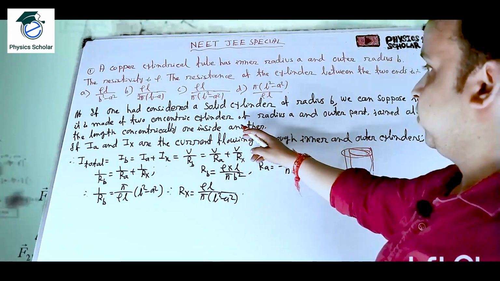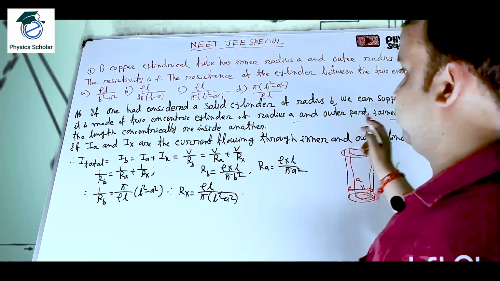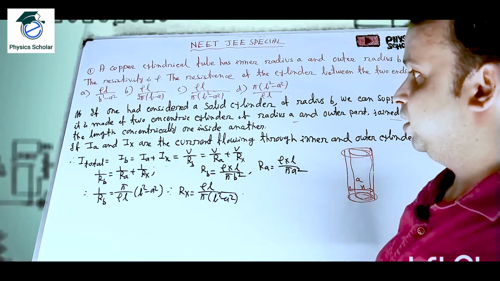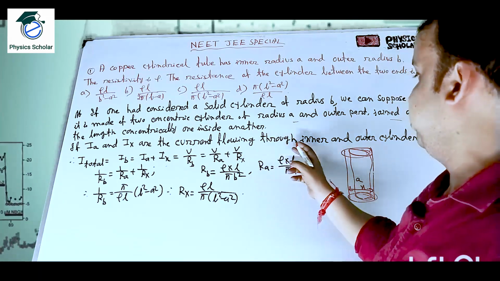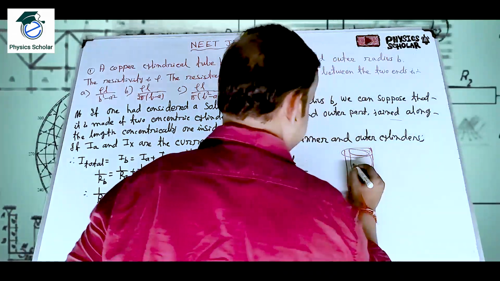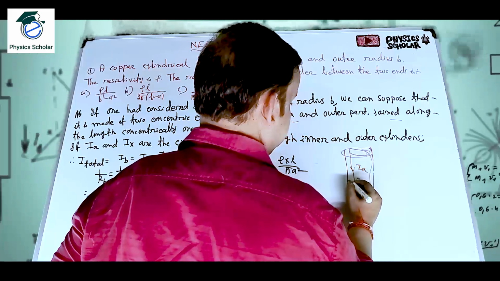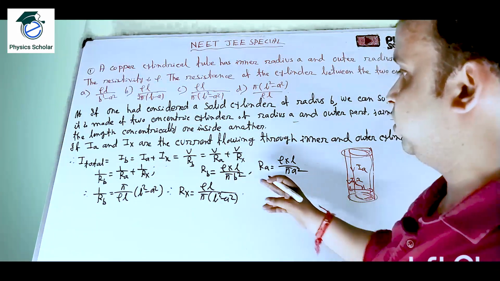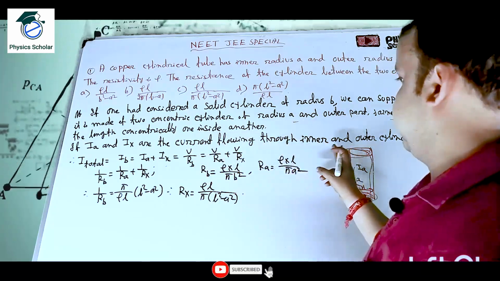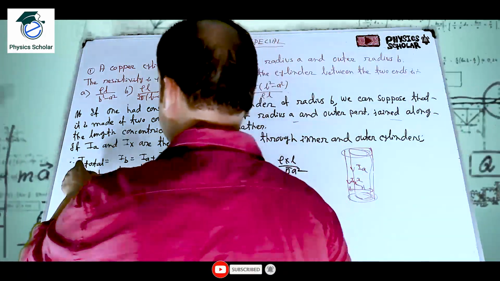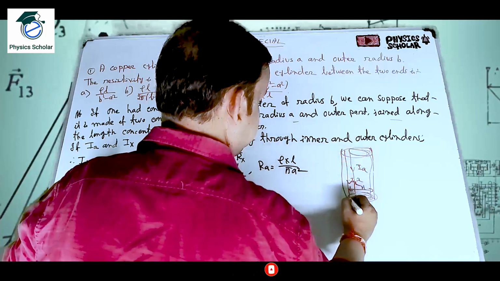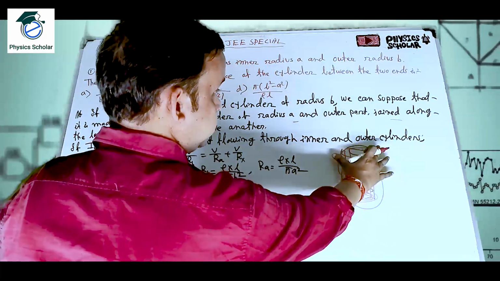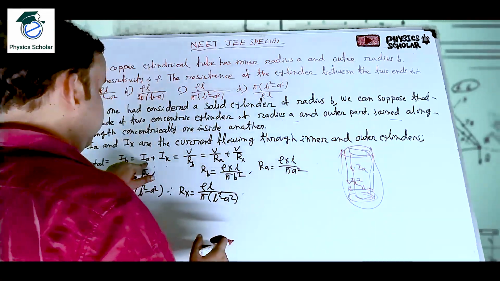Now the cylinder consists of radius A and an outer part joined along the length concentrically, one side to another. If IA and IX are the currents flowing through the inner and outer cylinder, here the current flowing is IA and here the outside is IX. Then what can we write? I total means the total current flowing through the whole body, that means IB.